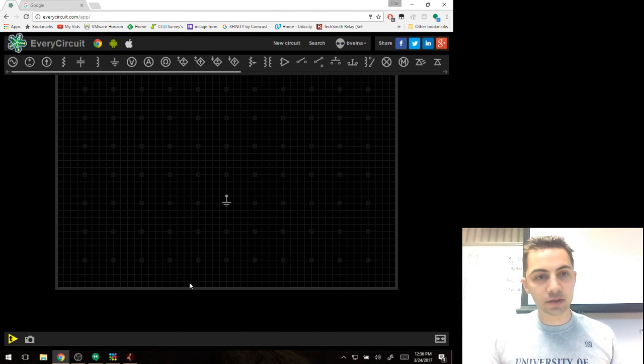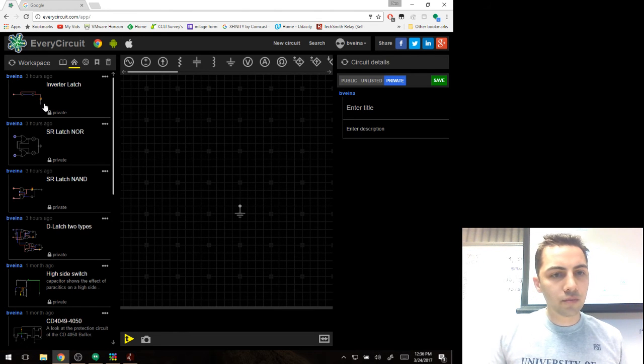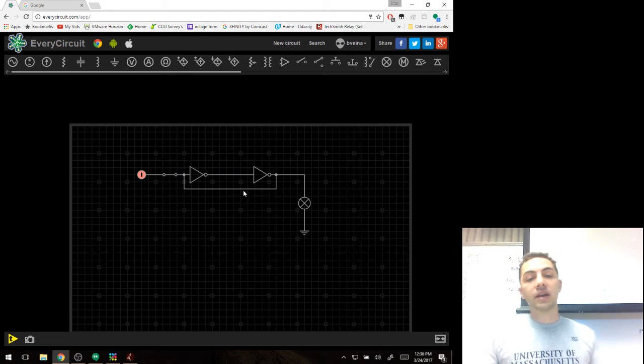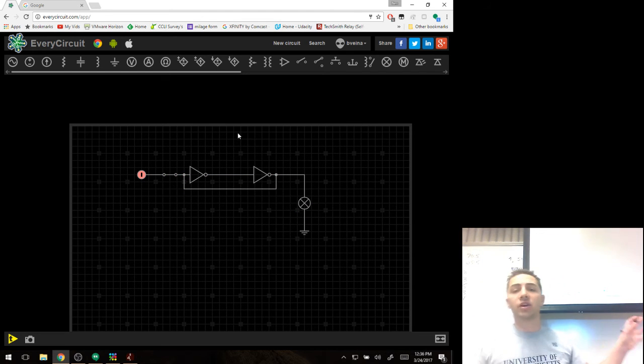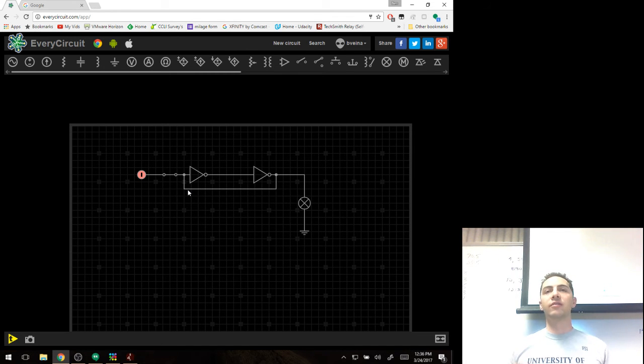And maximize. So I want to show you a circuit. Oh, don't be simulating yet. What I've got here is 2 inverters. Can everybody see this reasonably well? Okay, I've got 2 inverters. Now, what are the rules of inverting something twice?